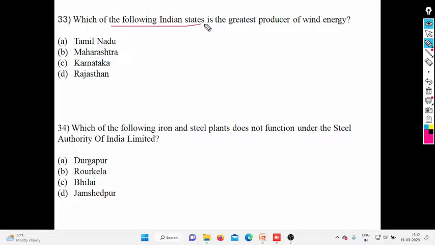Next, which of the following Indian states is the greatest producer of wind energy? Tamil Nadu, Maharashtra, Karnataka, and Rajasthan. Okay, greatest producer of wind energy.